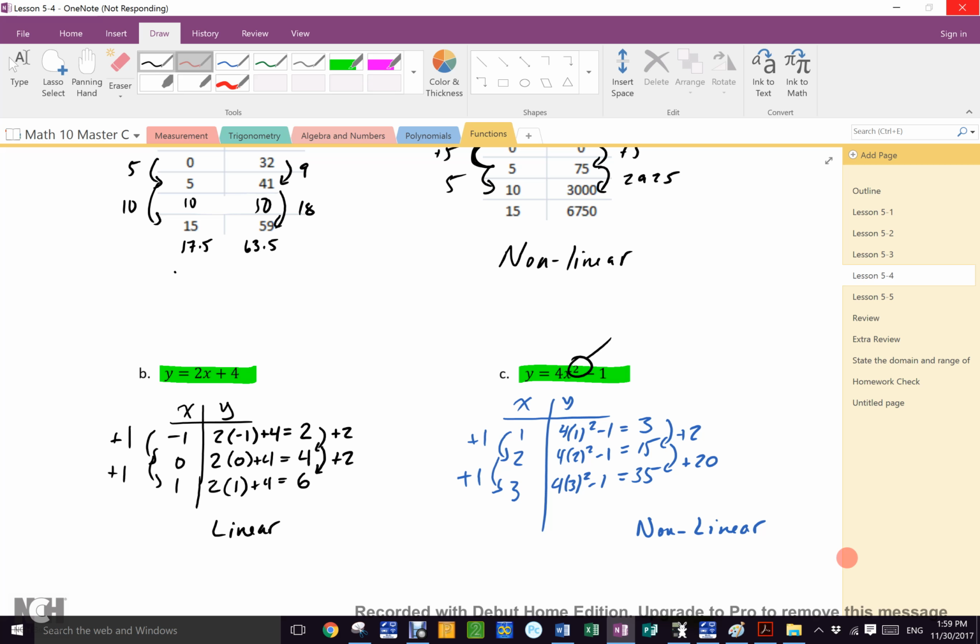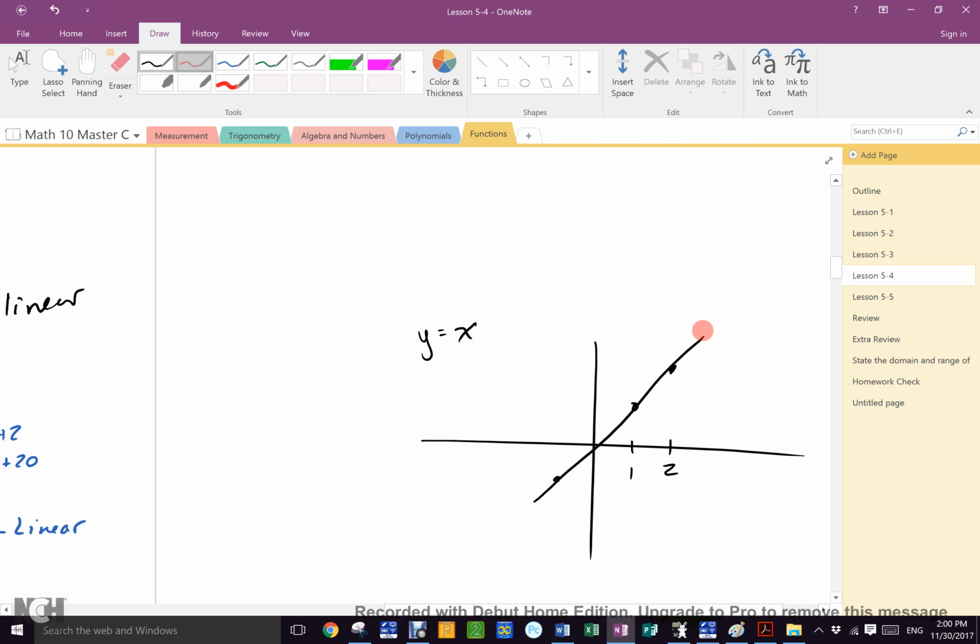What if I had this? Y equals X. Is that a line? No exponents, right? So it's going to make a line, yeah? If I graph it, y equals X. So when X is 1, what's Y? 1. When X is 2, what's Y? 2. When X is -1, what's Y? -1. And it makes that line. Agreed? Okay.